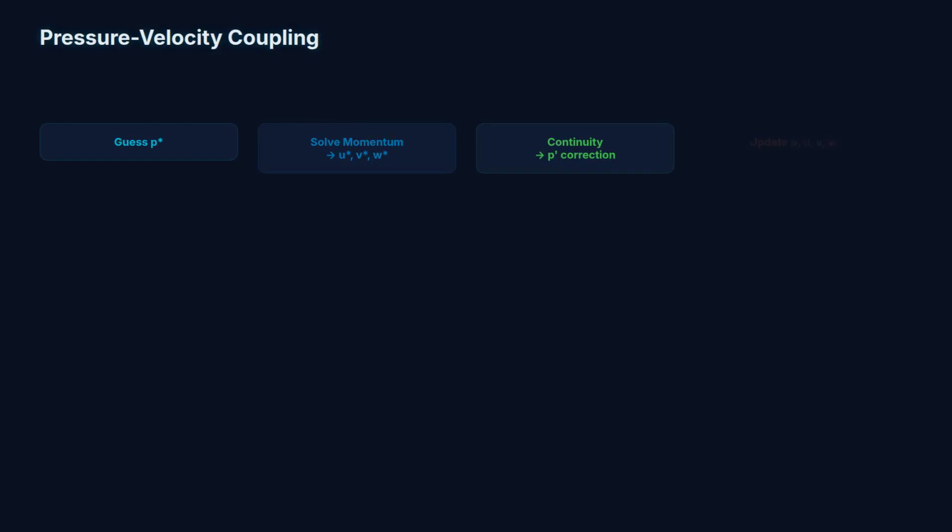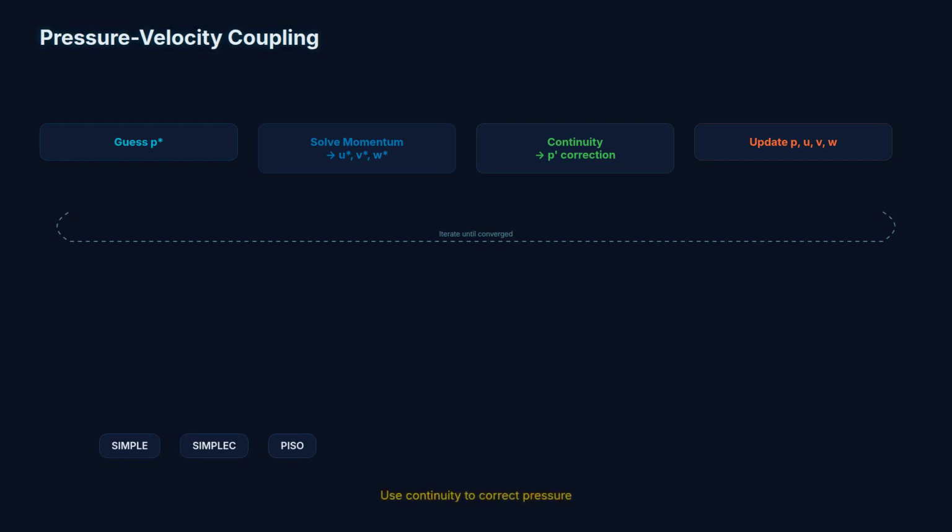The solution is the SIMPLE algorithm, semi-implicit method for pressure-linked equations. It guesses a pressure field, solves the momentum equations to get velocities, derives a pressure correction from the continuity equation, updates both pressure and velocity, and repeats. Each iteration brings the solution closer to satisfying all conservation laws simultaneously. SIMPLEC, PISO, and coupled solvers are variations that trade convergence speed for stability. But the fundamental idea is the same: use continuity to correct pressure.